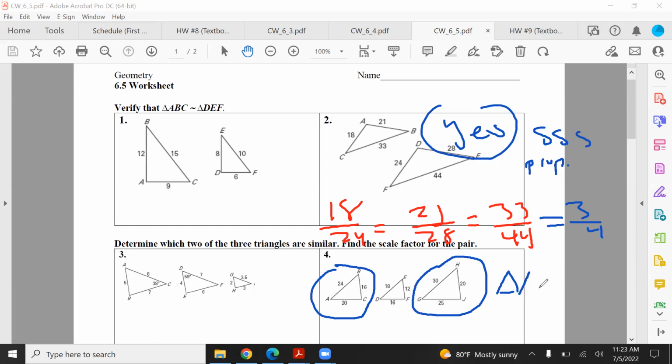Triangle ABC is similar to triangle GHJ. The scale factor is going to be 24 out of 30. Divide those by 6, you get 4/5. Yeah, the scale factor is totally 4/5. So that's number 4.